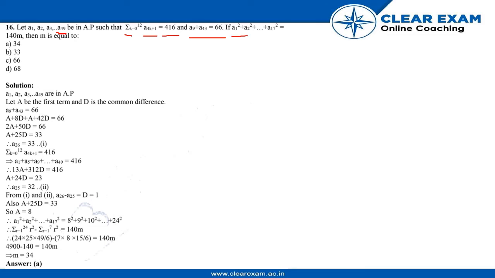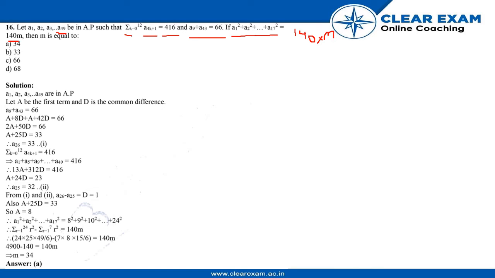and we have been given another thing: a1 square plus a2 square plus dash dash dash up to a17 square equals 140 into m. So it's equal to 140 into m. We have to find the value of m.